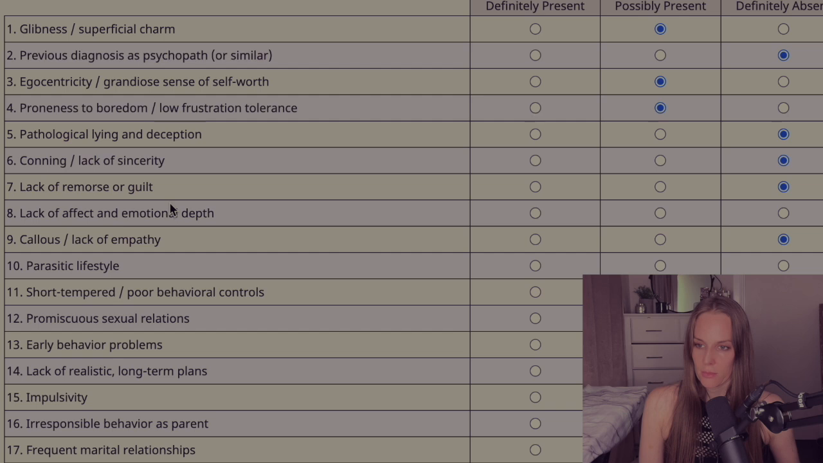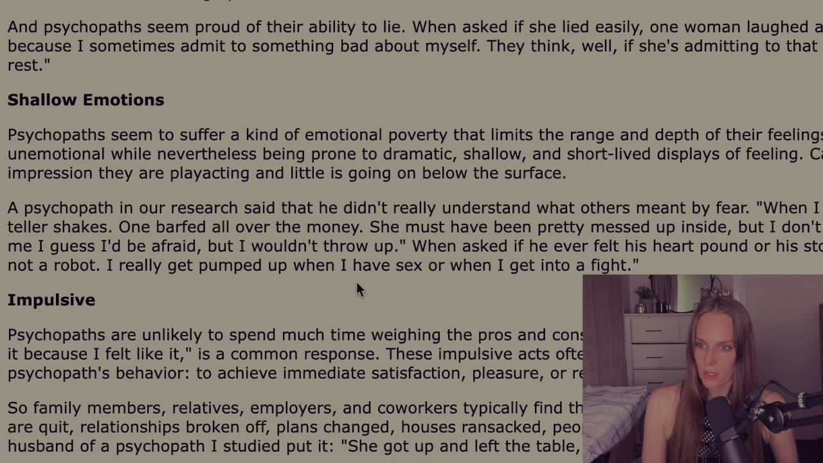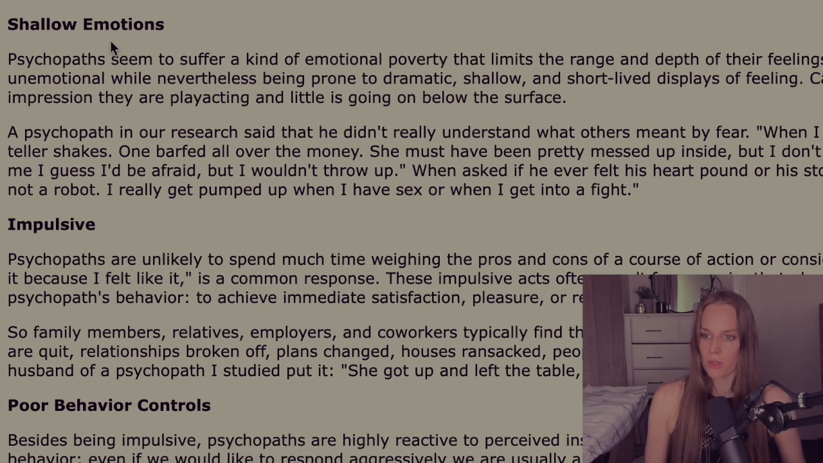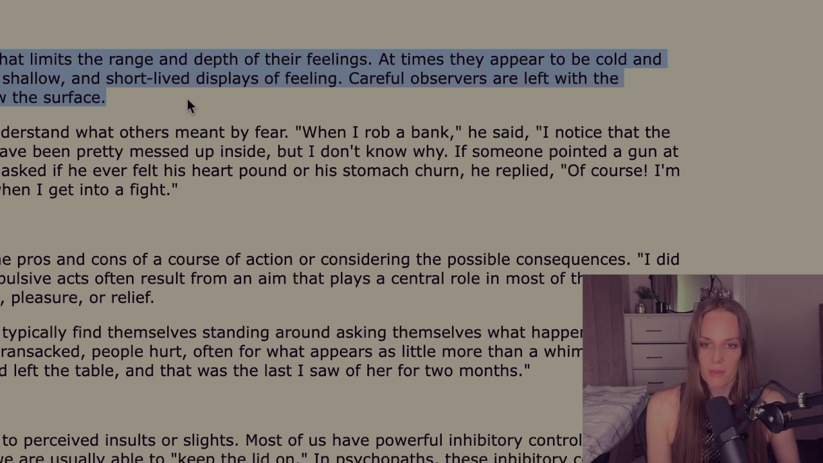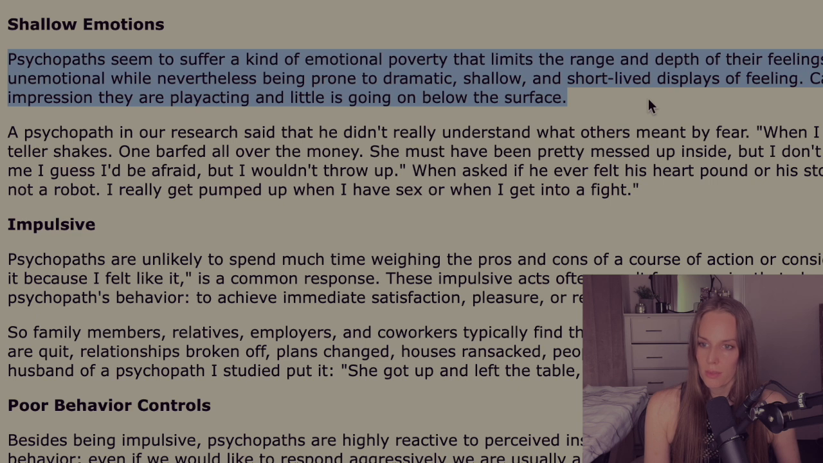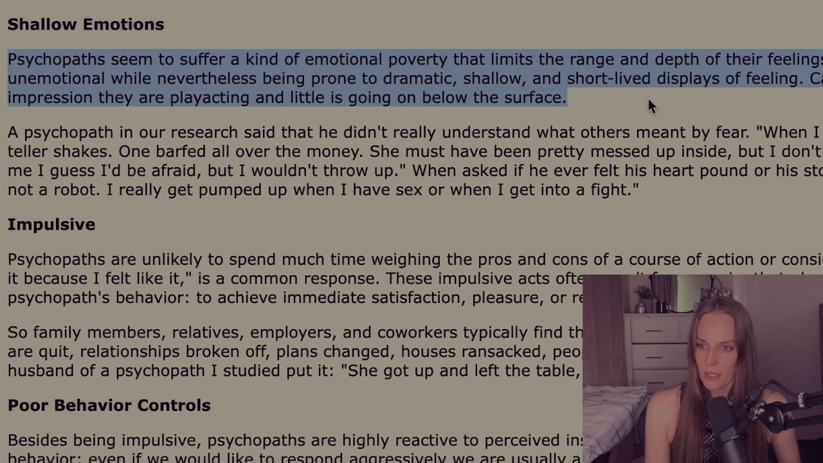Lack of affect and emotional depth. I do feel like I'm an emotionally deep person, so I'll put absent for that, but I will just read what Robert Hare describes that as. For shallow emotions, psychopaths seem to suffer a kind of emotional poverty that limits the range and depth of their feelings. At times they appear to be cold and unemotional, while nevertheless being prone to dramatic, shallow, and short-lived displays of feeling. Careful observers are left with the impression they are play-acting and little is going on below the surface.